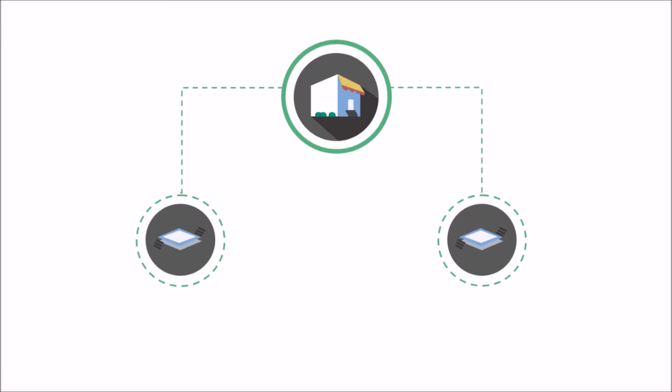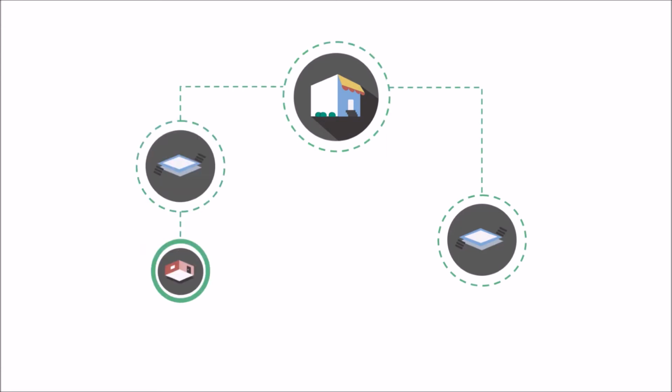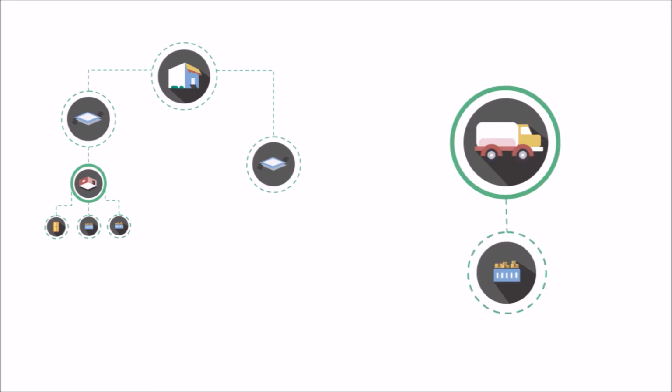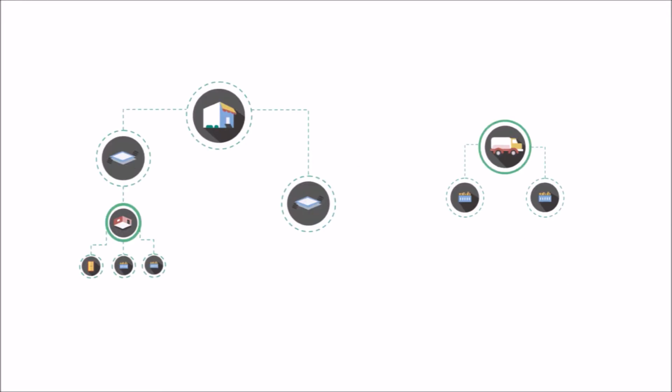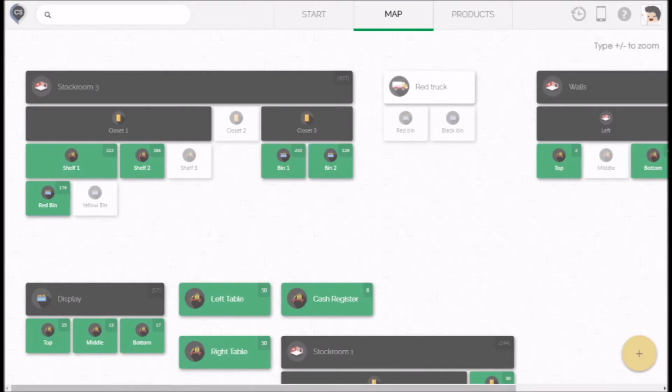You're going to think, okay, I've got a building and it's got 2 floors, and in the top floor there's 5 rooms with shelves and bins and closets, right? And maybe you have trucks and garages, whatever. The point is that you always start with locations, not with products. And that's the secret sauce in our software.